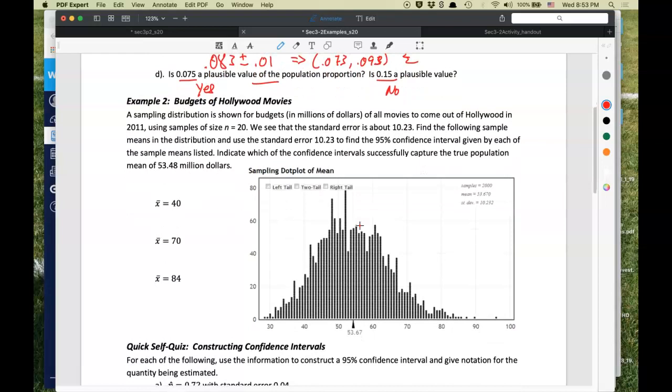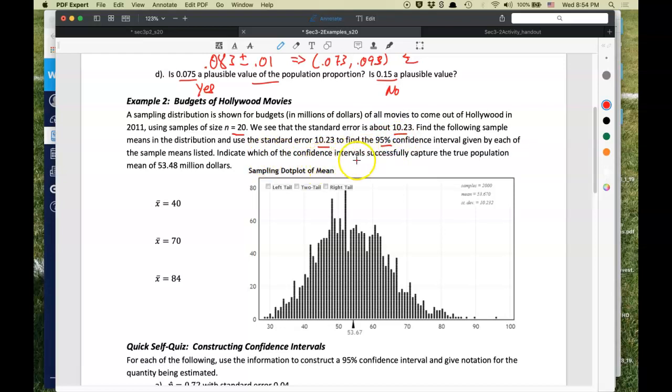All right, now let's take this a little bit further. Sampling distribution, this is for budgets of Hollywood movies. Sampling distribution shown for budgets of all movies come out of Hollywood in 2011 using samples of size n equals 20. We see the standard error is about 10.23, and we find the following sample means in the distribution and use the standard error to find the 95% confidence interval given by each.